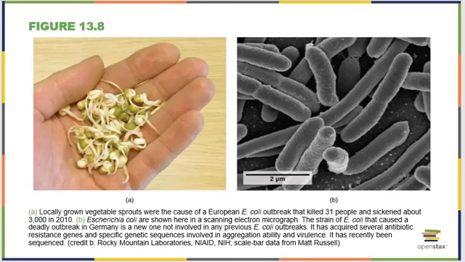Here's some examples. These are sprouts. In case you've never eaten sprouts, sprouts really easily carry E. coli. It's been a problem here in the States, and it's definitely been a problem for the folks at Chipotle.